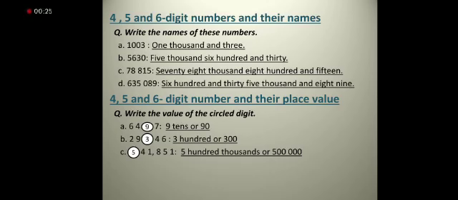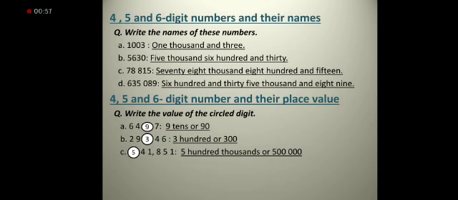A. 1003. We can read this number as 1003. B. 5630. We can read this number as 5630. Part C. 78815. We can read this number as 78815. D. 635089. We can read this number as 635,089.